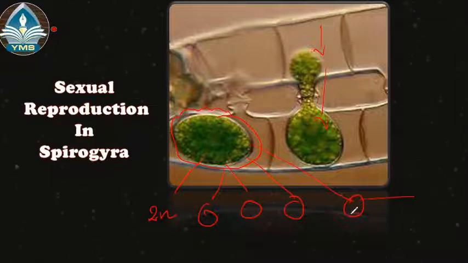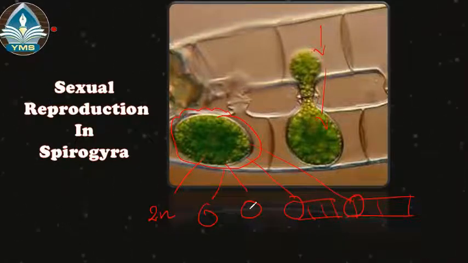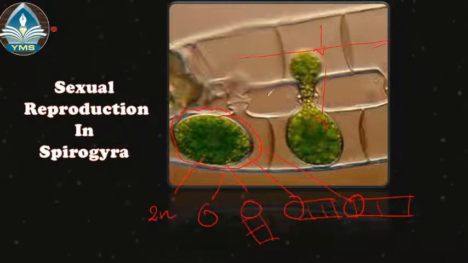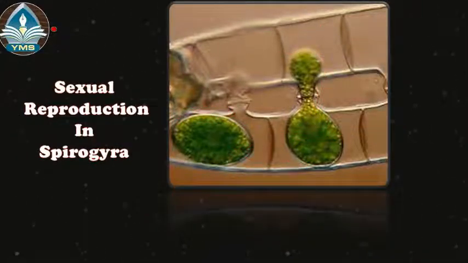And every cell will start making a new strand of Spirogyra, and this will make new strand 1, 2, 3. So everyone will make a new strand like this. Then it can reproduce again, and this is how it reproduces.